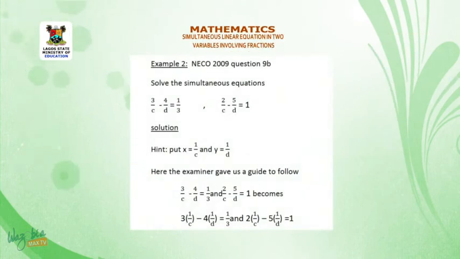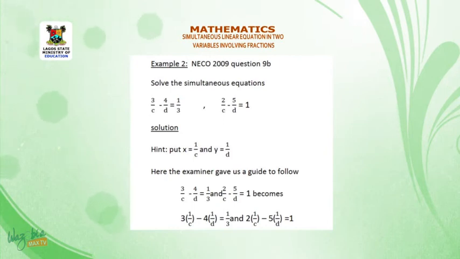Welcome back. Example 2. NECO 2009 question 9b. Solve the simultaneous equations 3 over c minus 4 over d is equal to 1 over 3, 2 over c minus 5 over d is equal to 1. Solution. Hint: put x is equal to 1 over c and y is equal to 1 over d. Here, the examiner gave us a guide to follow.